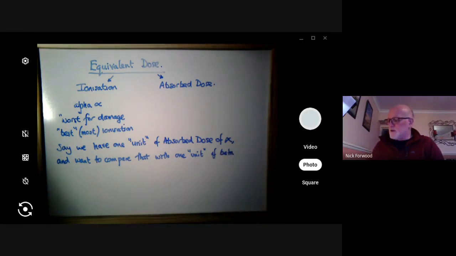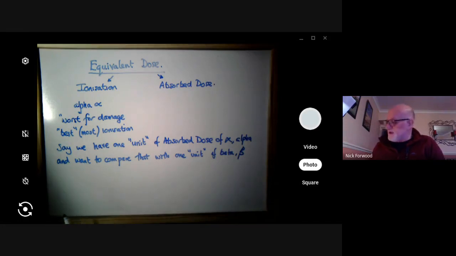Now, because alpha causes more ionization, 1 unit of absorbed dose of alpha is more dangerous than 1 unit of beta. In fact, scientists have found out that not only is alpha more dangerous, it's about 20 times more dangerous, unit for unit of absorbed dose. So it's almost as if you could have 20 times the amount of beta radiation, and that would cause the same amount of damage as 1 amount of alpha radiation.